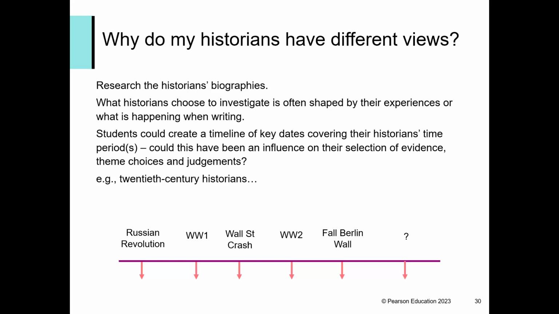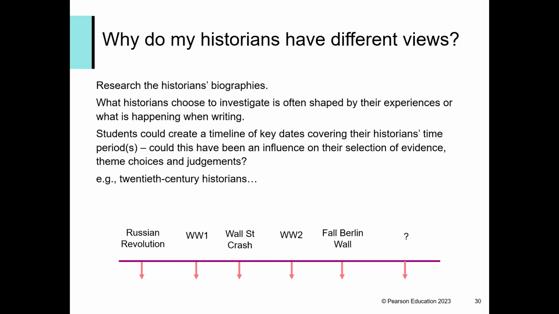And getting them to create a timeline, which you could do in class or in groups, of key dates covering the historian's time periods. Could this have been an influence on their selection of evidence or their judgments? I'm just giving you a short example. Say, if you were doing 20th century historians, I'm sure you'll be able to think of many more things that you could put in a timeline of this nature.